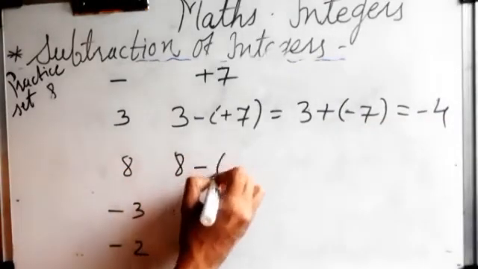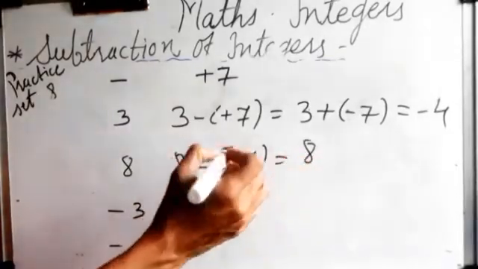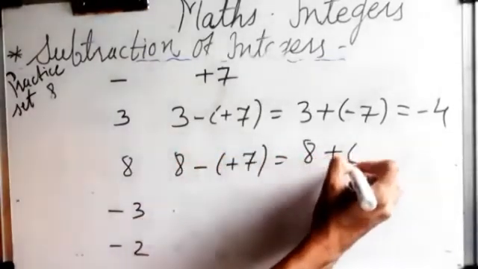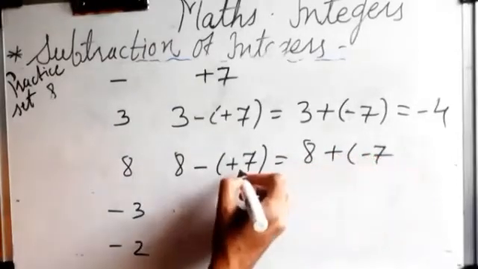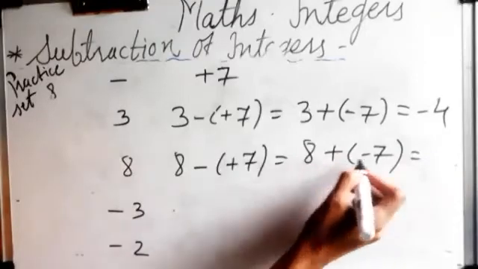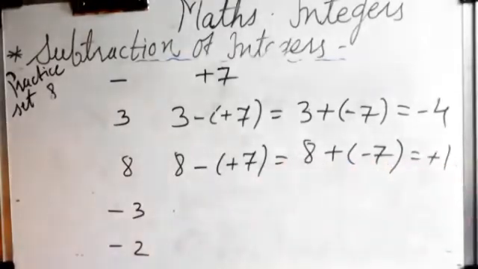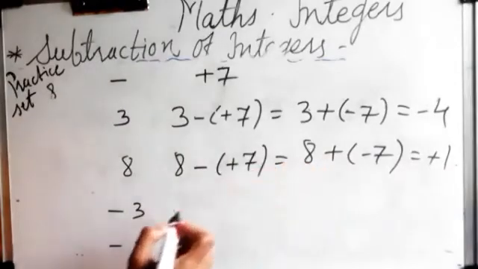8 minus plus 7 means 8 plus opposite of plus 7, minus 7. Again different sign, take the difference. 8 minus 7, 1. Give the bigger number sign, that is plus. The bigger number is here 8.